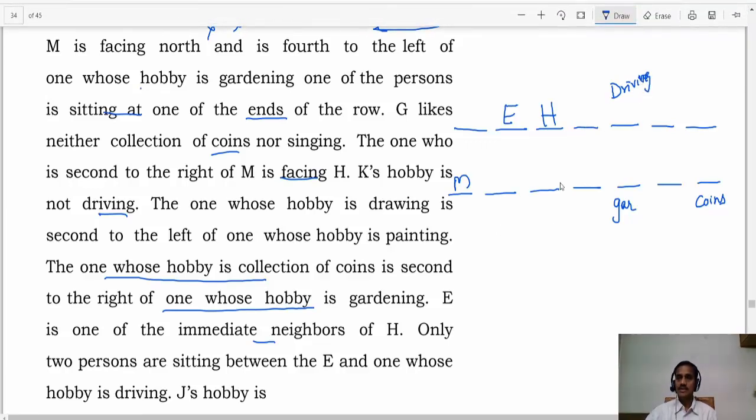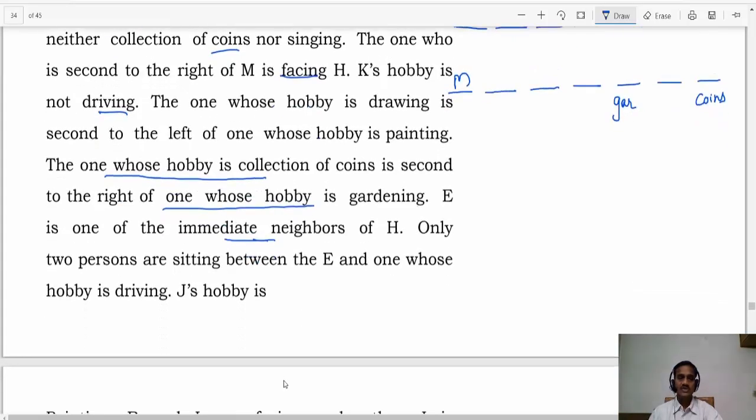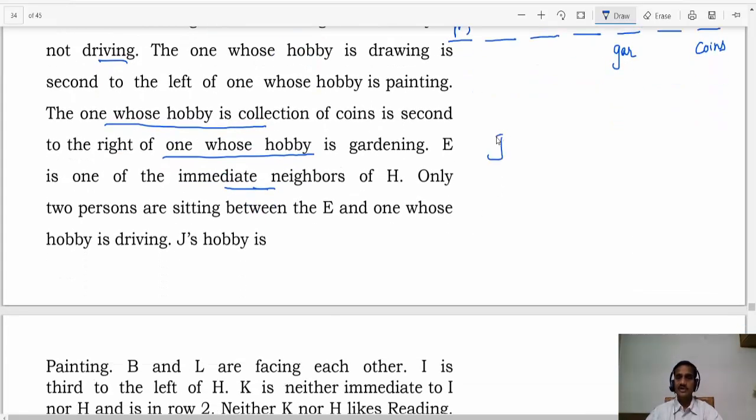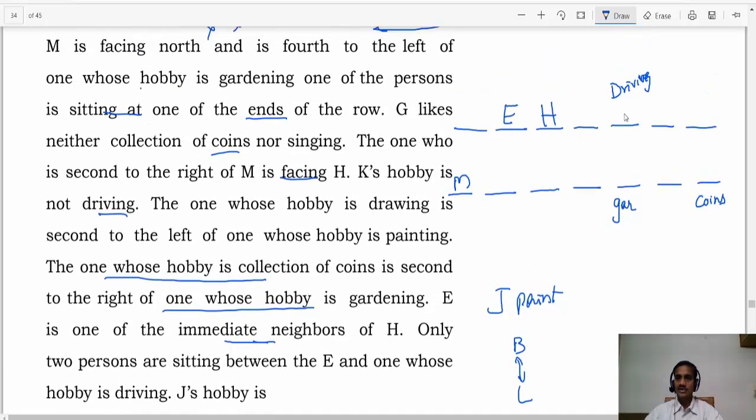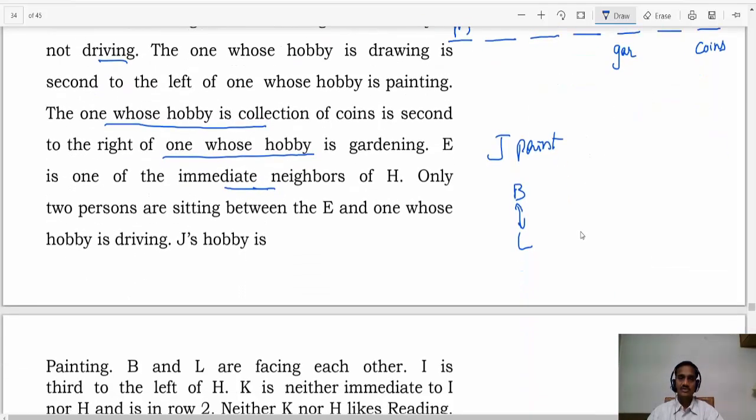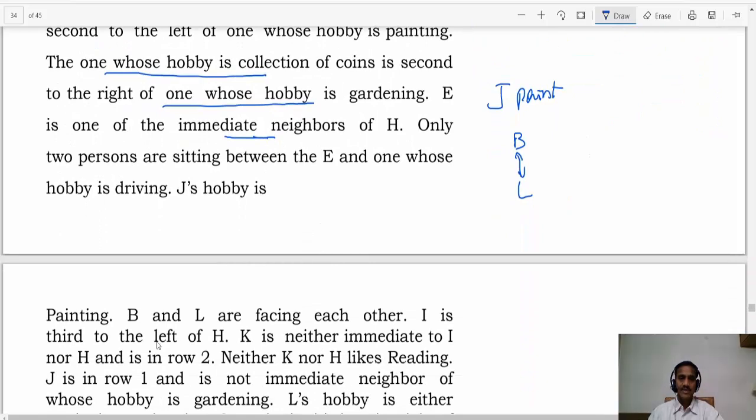Only 2 persons between E, who is one of the immediate neighbors of H, and the one whose hobby is driving. J's hobby is painting. B and L are facing opposite to each other, in any order. And I is seated third to the left of H. 1, 2, 3. K is neither immediate to I nor to H and is in row 2.